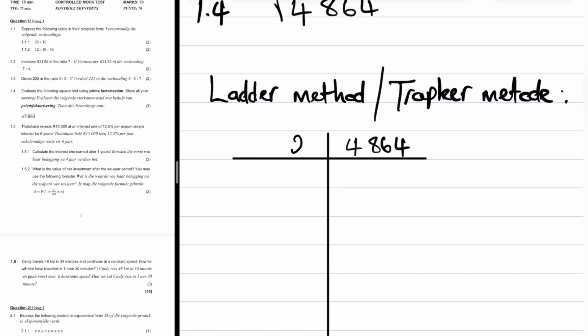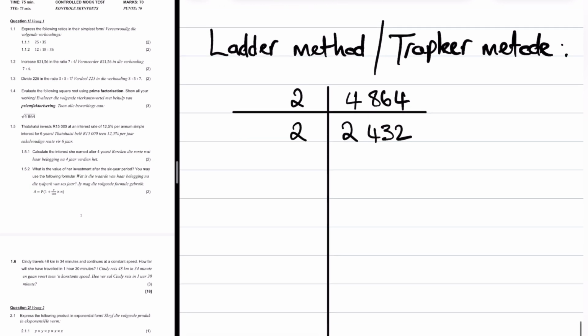So ons gaan sê 2, en dan as ons dit deel by 2, dan kry ons 4864 gedeel deur 2 is gelyk aan 2432. Again, here the smallest prime number will be 2, because 2432 is an even number, so we've got 2 again. And dividing that by 2, we get 1216. Again, an even number, so we will find that it's going to be a whole bunch of 2's over here. Dividing by 2, we get 608. Dividing by 2 again, so that will be 2, so that will give us 304.